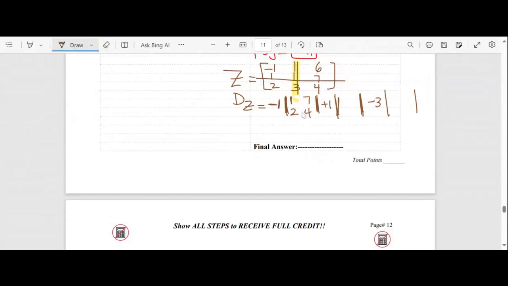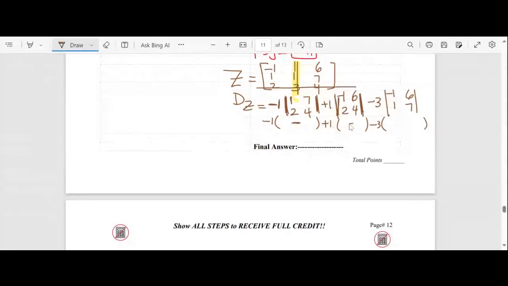Just hide the second row: -1, 6, 2, and 4. Then do the process again, but this time we're going to hide the last row. So it's going to be -1, 6, 1, 7. So it's going to be -1, +1, -3, and between them there is a minus sign.